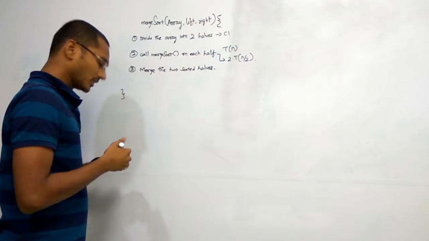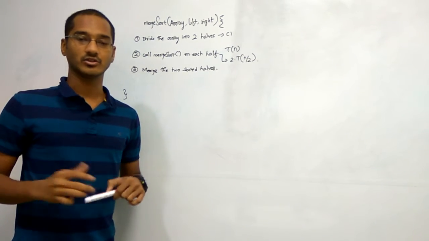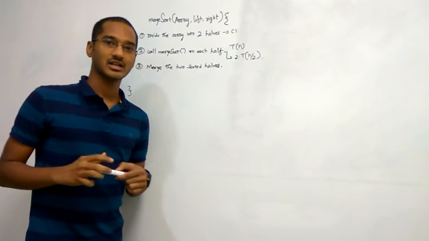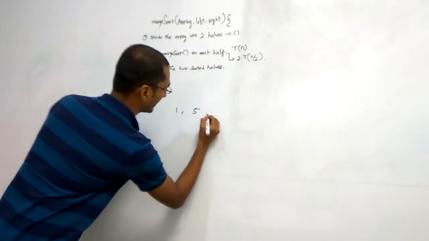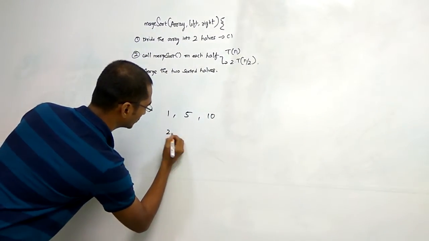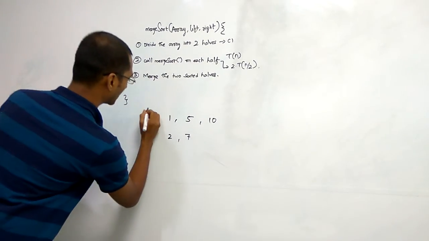Now for the third step, the time taken to merge 2 sorted arrays of size n and m is going to be of the order of n plus m. Let's see how this is with the help of an example. Consider 2 arrays, one array 1, 5, 10 and the next array is 2, 7. Typically an algorithm for merging 2 sorted arrays is going to look like this.